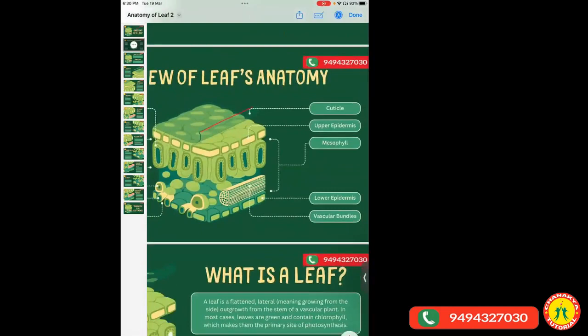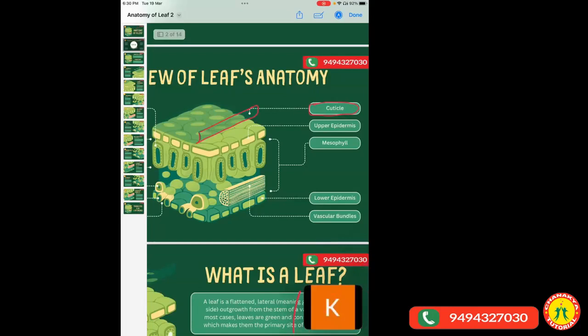You can see a kind of layer. Can you see on the top a kind of sheet is there? A kind of layer is there. Yes, ma'am. This layer is called as what? It is called as the cuticle. So cuticle is the outermost layer which is there in the leaf. So cuticle is the first part.